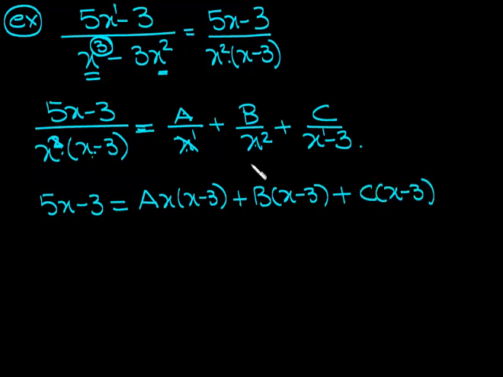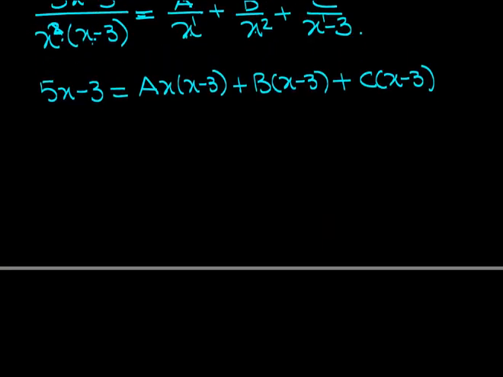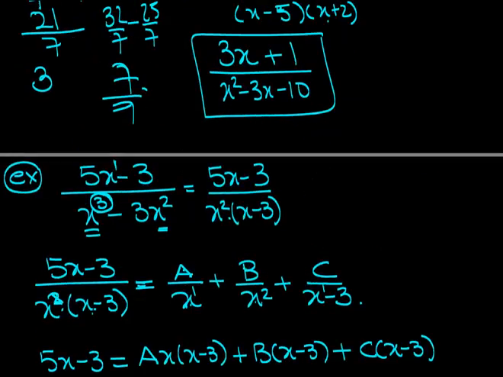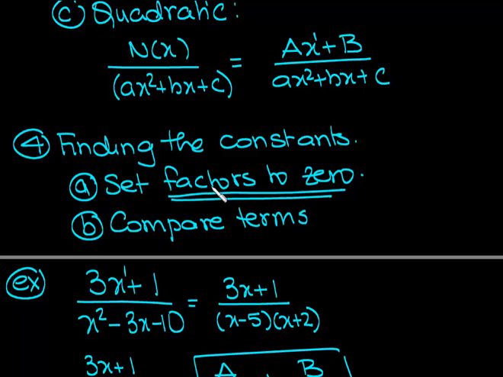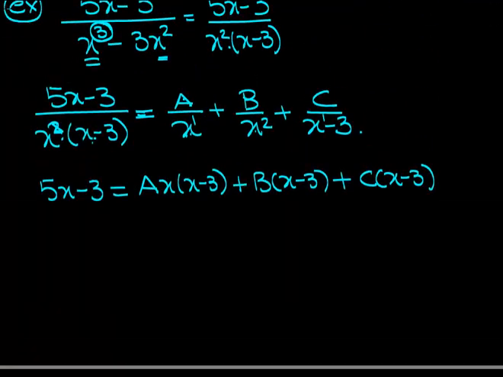So you can do this in your head. It's much better than trying to write it all out, if you follow it. If you don't, you can multiply each term by the common denominator and do it. Okay? Alright. Now that we did that, we got rid of our fractions. How do we find the constants? What did I say to do? Set factors to 0. So let's do that.